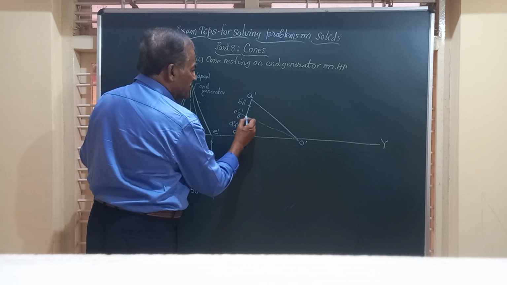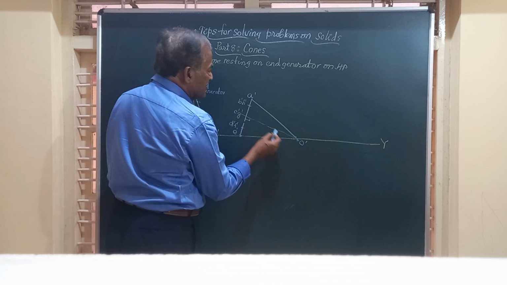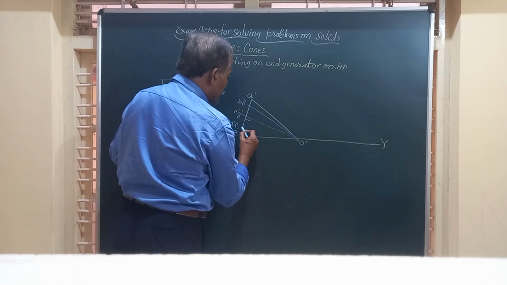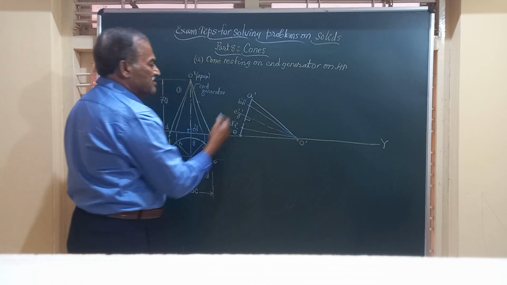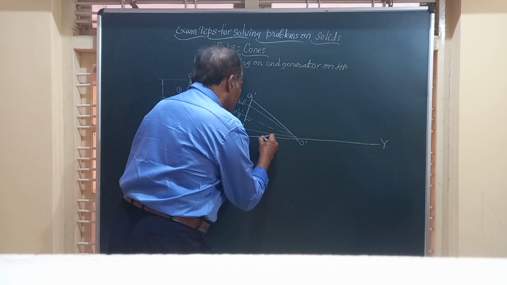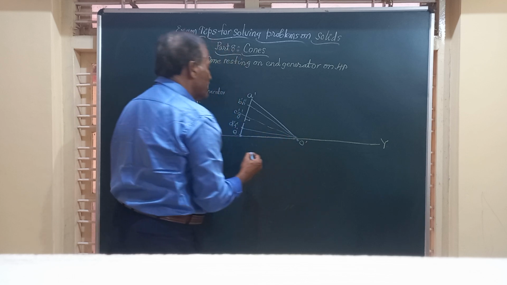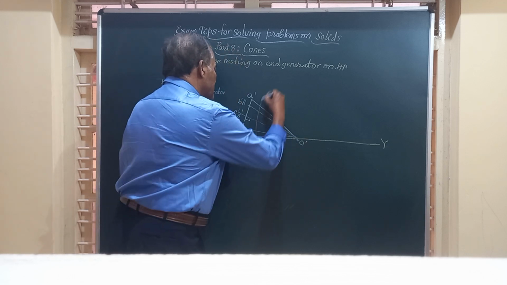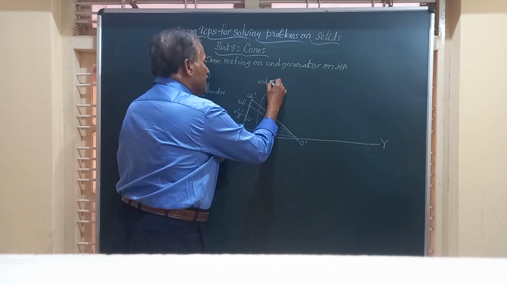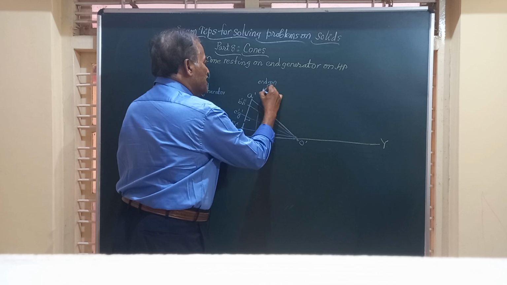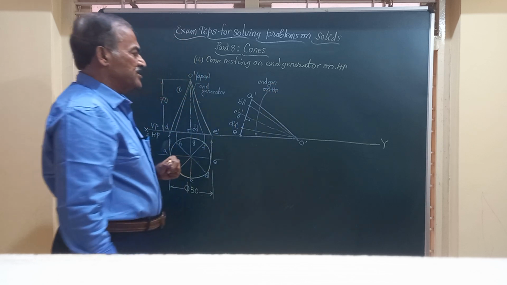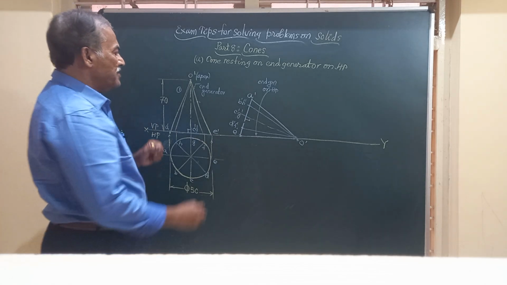This is O1 dash. All these points are joined to the apex. Friends, this is how the cone looks when it is resting on one of the end generators. I'll mark it here: the end generator on HP. That is, O dash E dash is an end generator that is on HP.